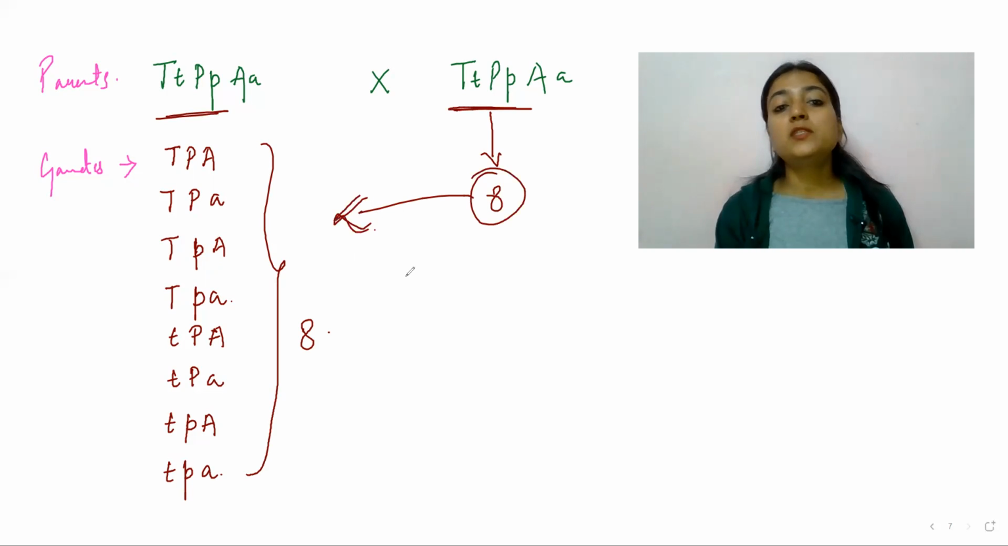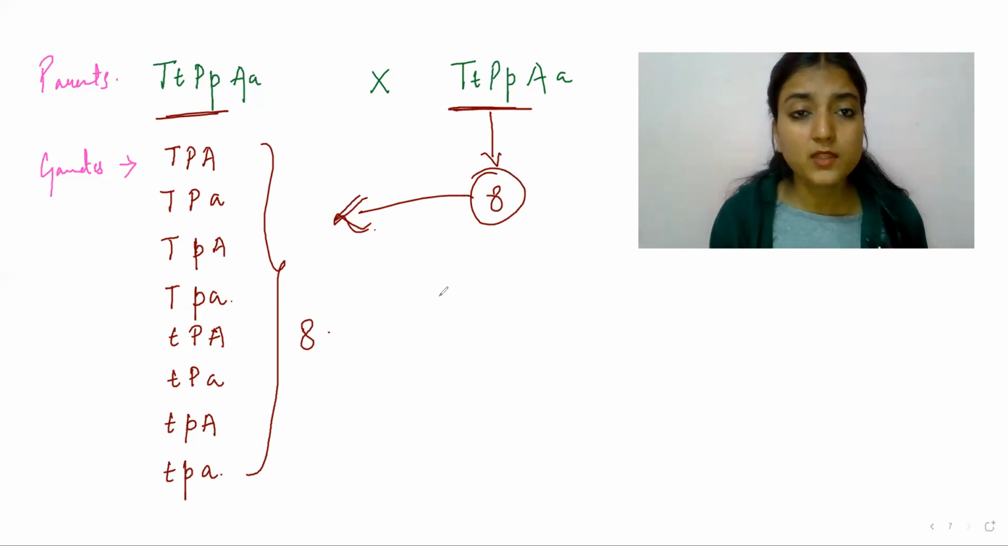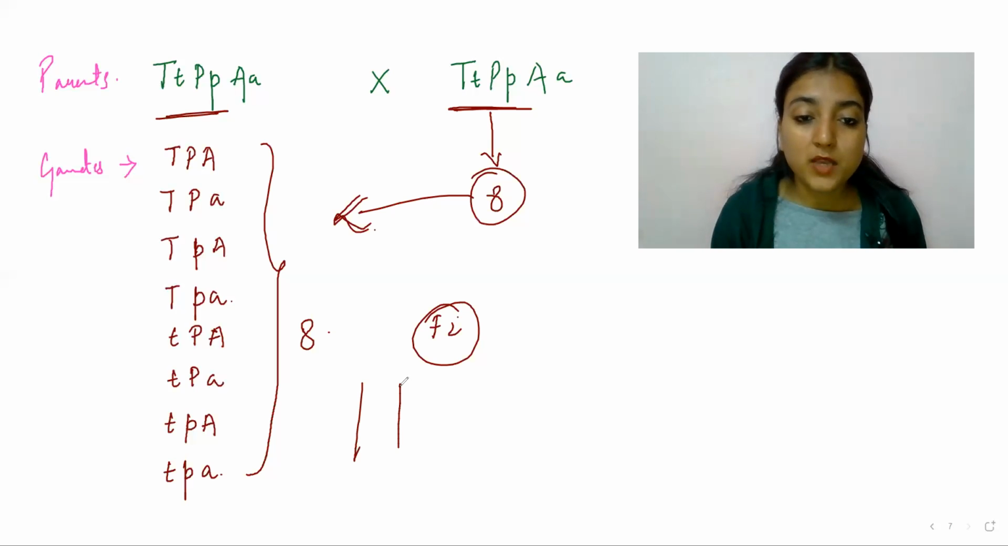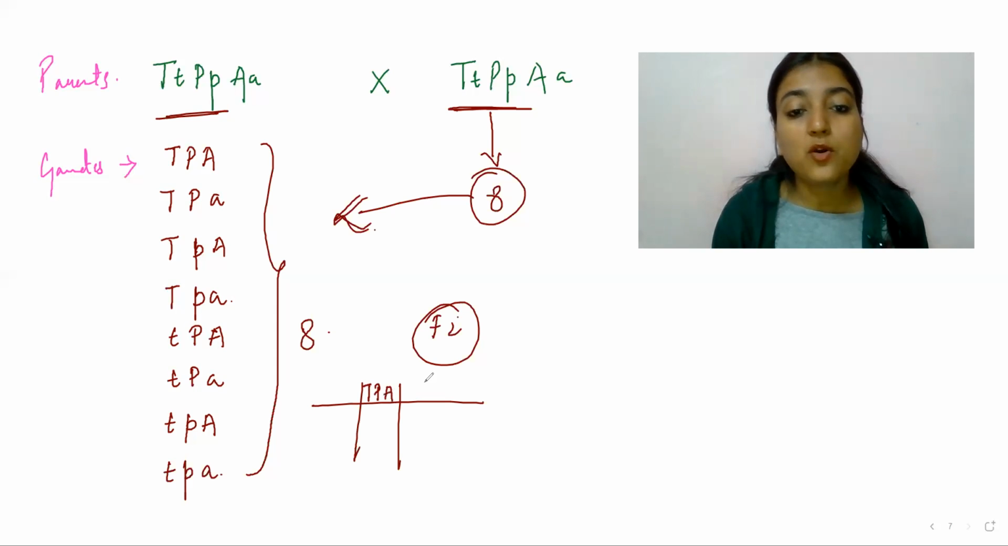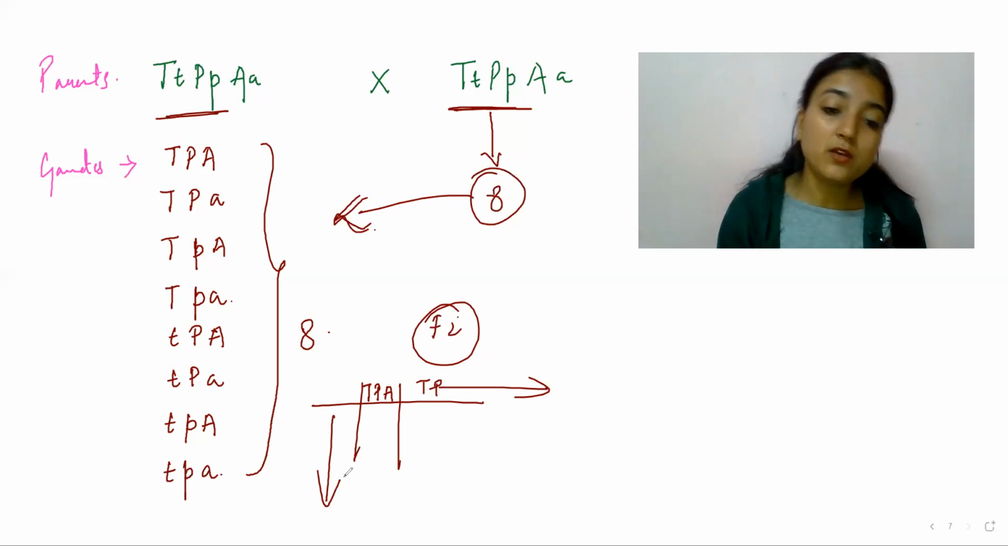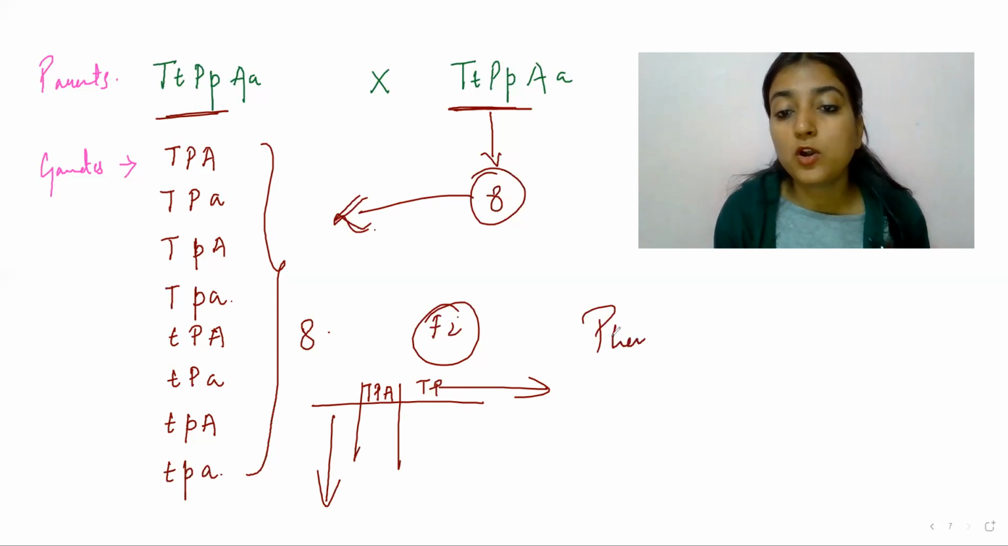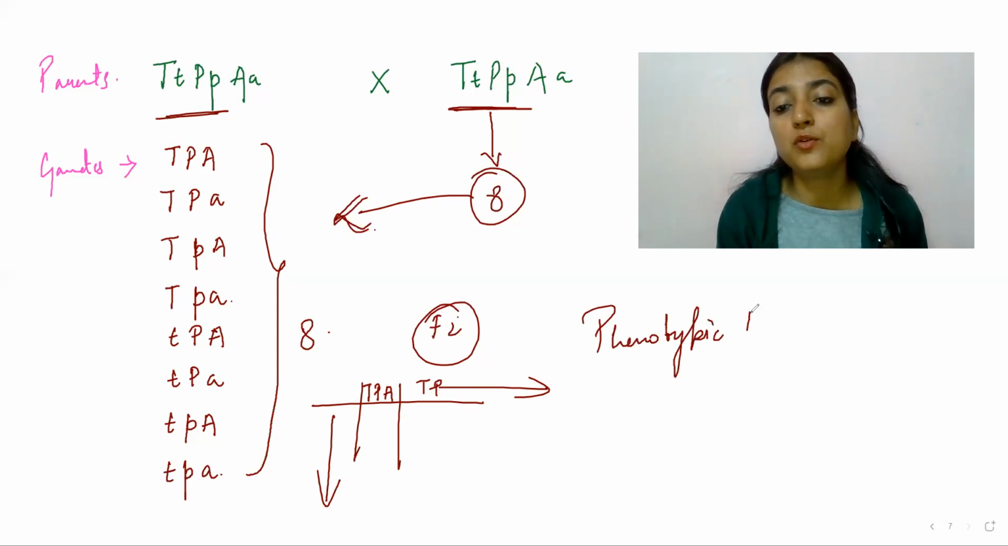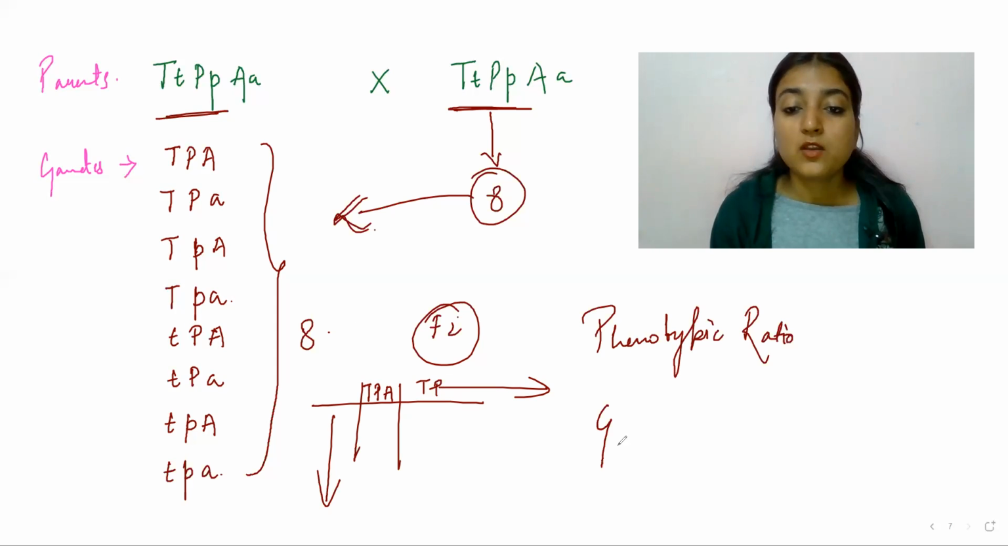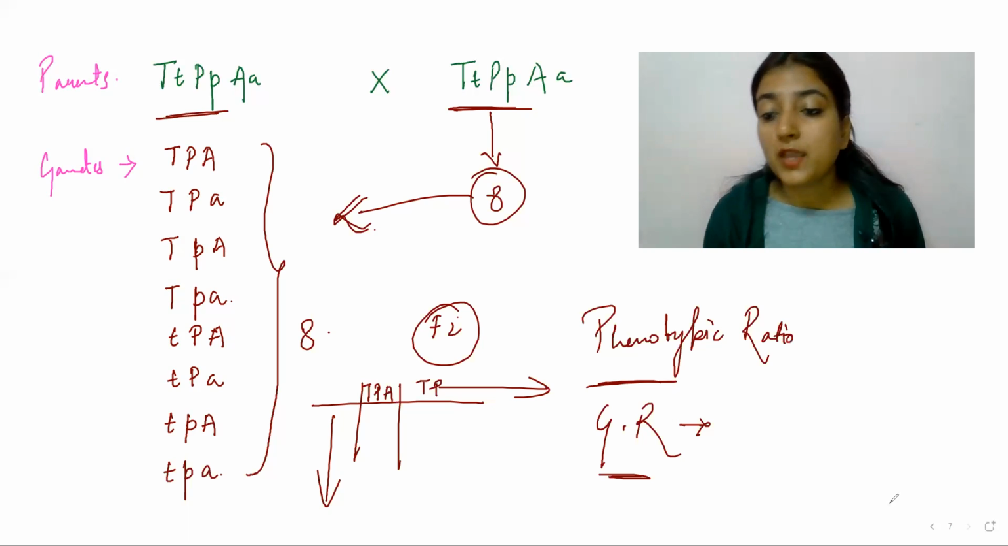Fine. Now again, we will establish the Punnett square. Fine. And we will get all the 64 possible genotypes in the F2 generation. So I'm again telling you like this. T, P, A, and you have to write all these 8 gametes over here, these 8 gametes over here. So now it will be a very lengthy process to write. So I will tell you again the formula to obtain the phenotypic ratio and the genotypic ratio of the F2 generation in the trihybrid cross.